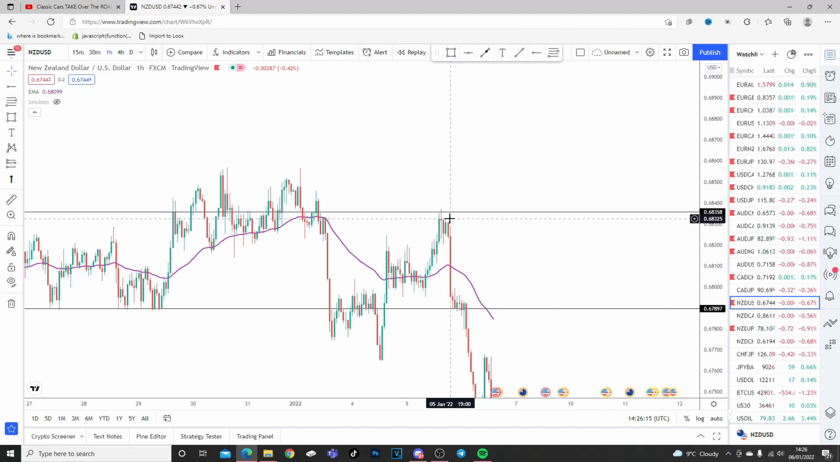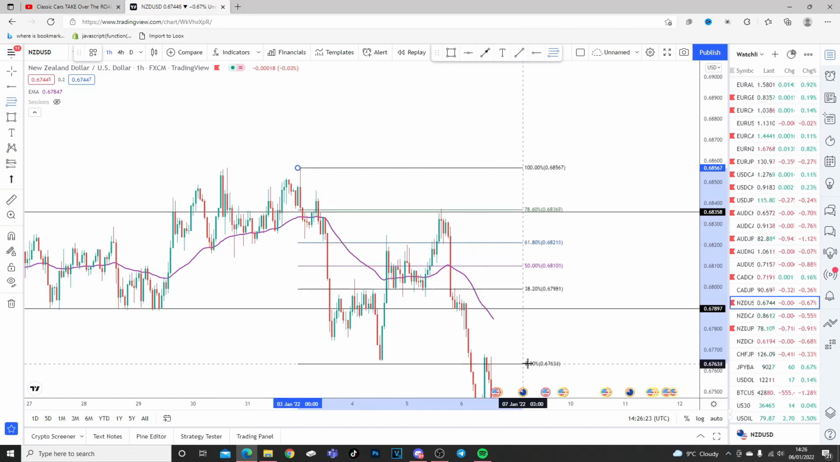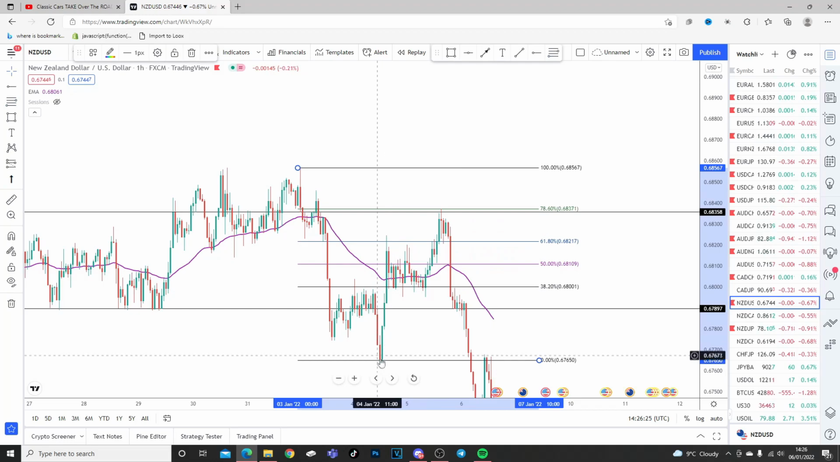So what you want to do is use your Fibonacci tool. Grab your Fibonacci, do it from the highs, so highs here, down to the lows of here. Look, 78.6 tapped to the pip. And as we know, 78.6 is the last point of invalidation.